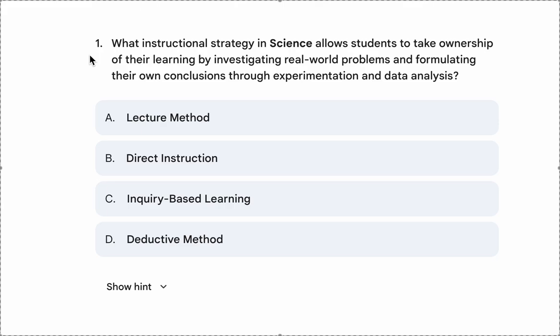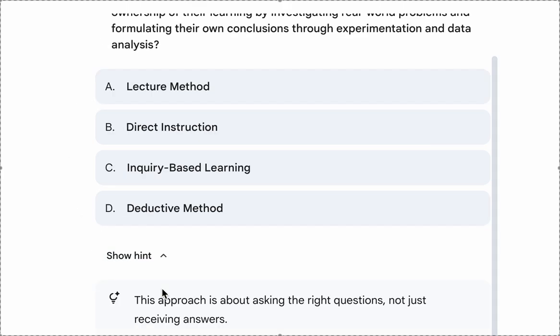Instructional strategy in science allows students to take ownership of their learning by investigating real-world problems and formulating their own conclusions through experimentation and data analysis. A. Lecture method. B. Direct instruction. C. Inquiry-based learning. D. Deductive method. So this approach is about asking the right questions, not just receiving answers.